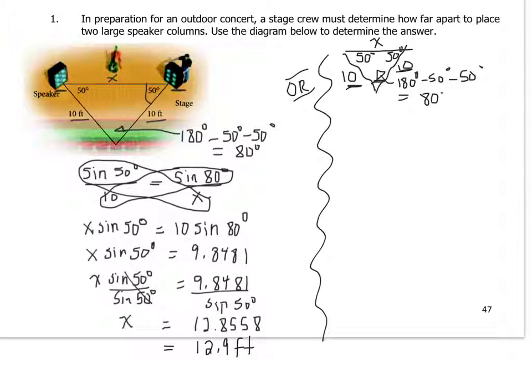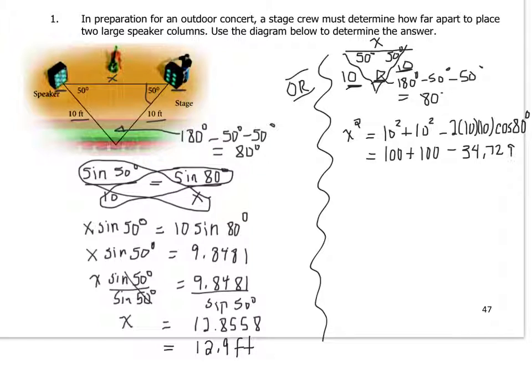If you use the law of cosines, you'll be using the side squared equals the other two sides squared and added together, subtract twice the product of those two sides that you know, times cos of the angle across from the side you're looking for, which is the 80-degree angle. That's going to be 100 plus 100 minus 2 times 10 times 10 times the cos of 80. And make sure your calculator's in degree mode again.